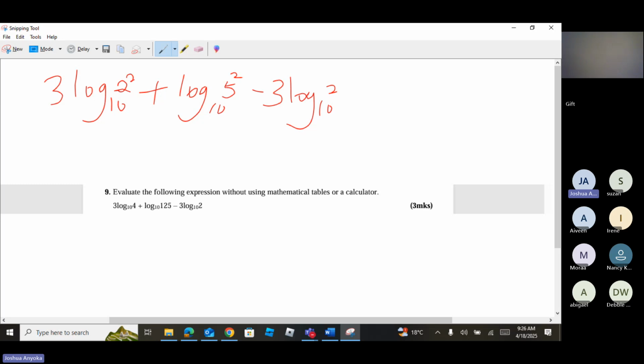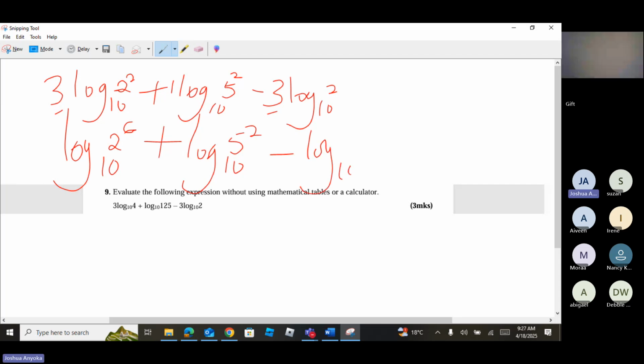But I want to eliminate these 3 so that I get a coefficient of 1 everywhere. So I would have log base 10 2 to power 6 plus log base 10 5 squared minus log base 10 2 to power 3. Yes, this 3 will come here and multiply. We get a 6. We are adding and subtracting.